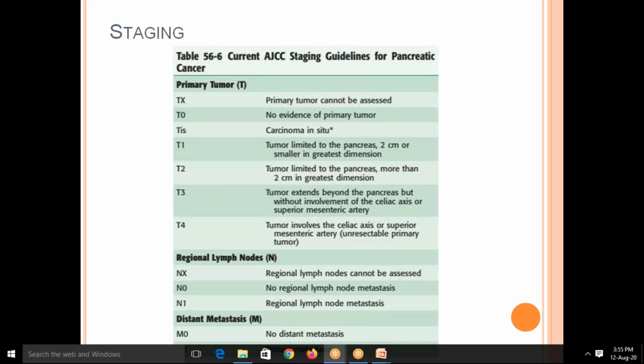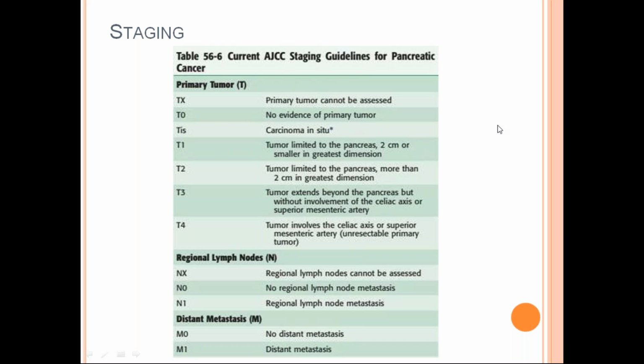Now coming to TNM staging. So, T stage, N stage and M stage. TX is primary tumor cannot be assessed. T0 is no evidence of primary tumor. Tis is carcinoma in situ. T1 is tumor limited to the pancreas, 2 centimeters or smaller in greatest dimension. T2 is more than 2 centimeters. T3 is tumor extending beyond the pancreas but without involvement of celiac axis or superior mesenteric artery.